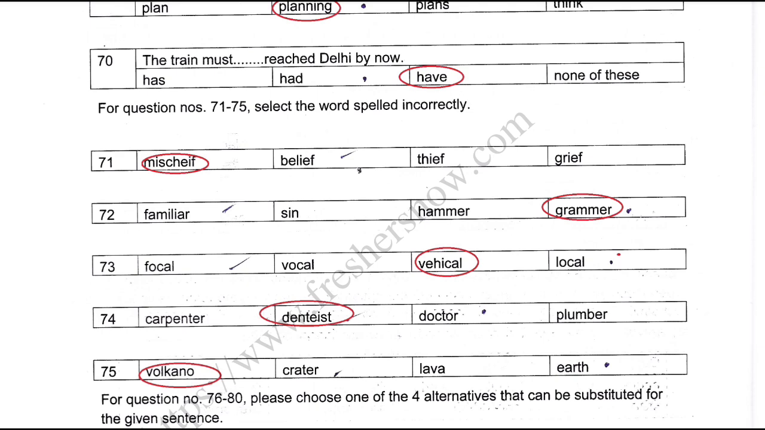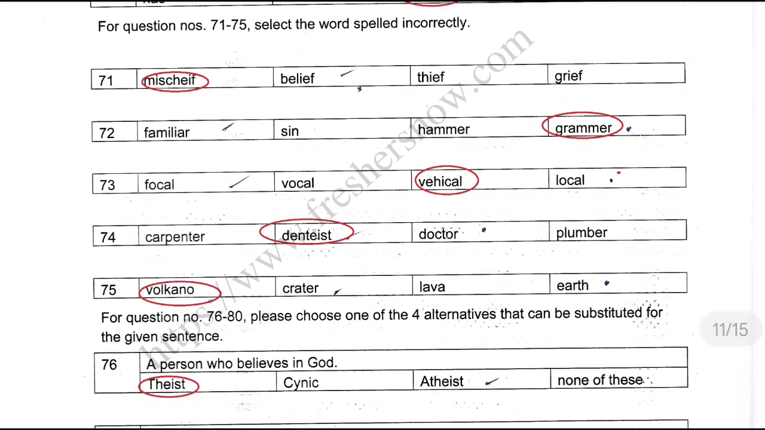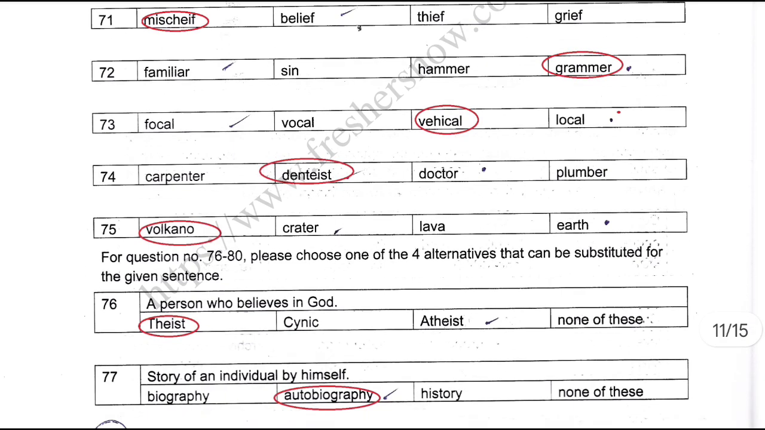Spelling: mischief, vehicle, dentist, volcano. Which is the incorrectly spelled word? Dentist.